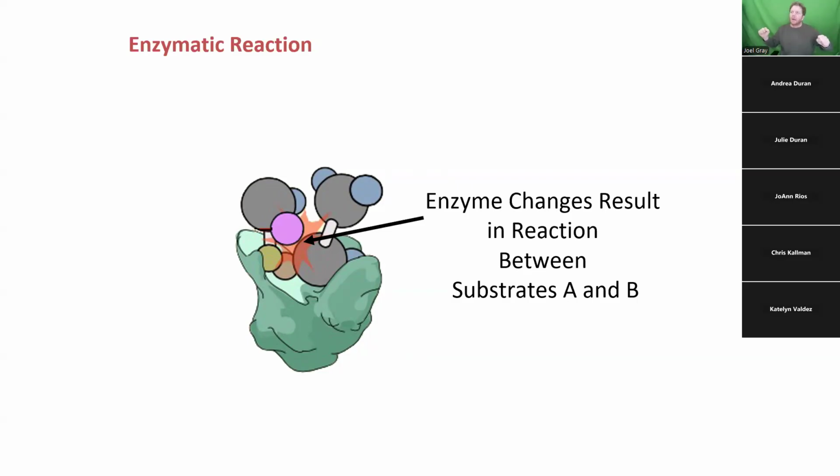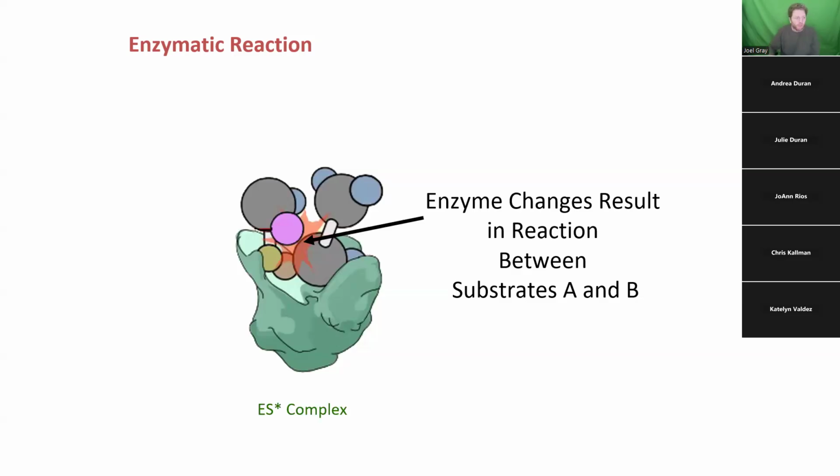It's almost like, if the enzyme was not there and substrates A and B were just floating around in the universe, would they hit each other? Yeah, potentially. Would a chemical reaction take place? Possibly if they hit each other perfectly, but when the enzyme brings them together, it puts them in the right place next to one another, positioned properly to collide for a reaction to take place. So our enzyme changes, and the result is substrates A and B react.